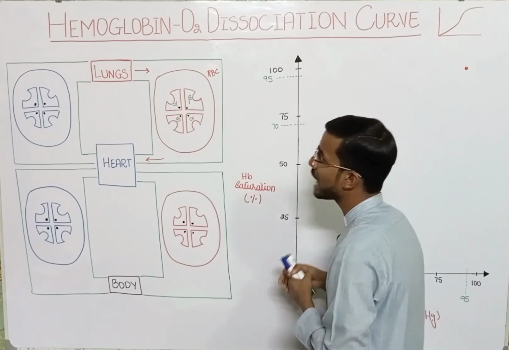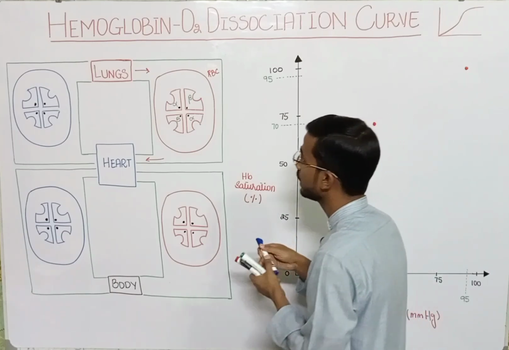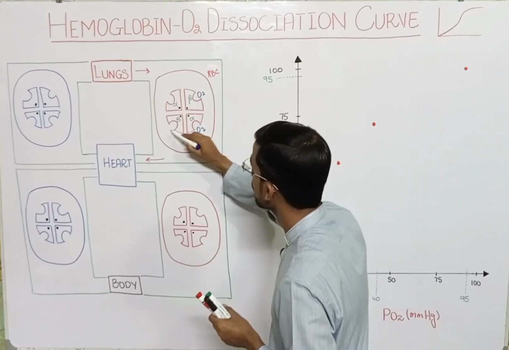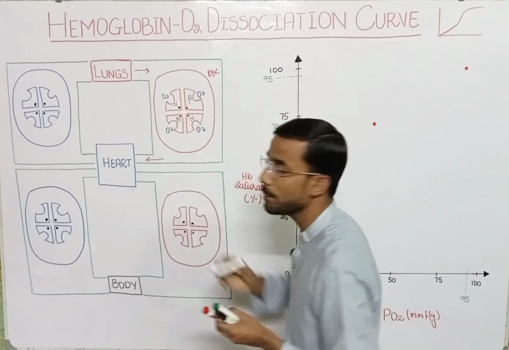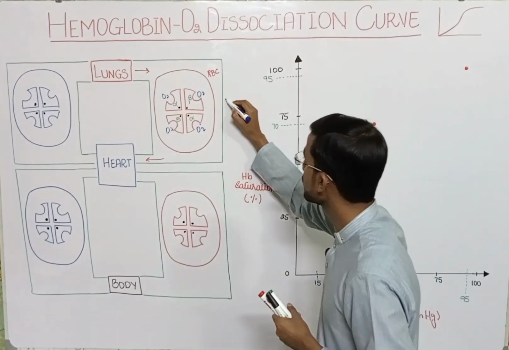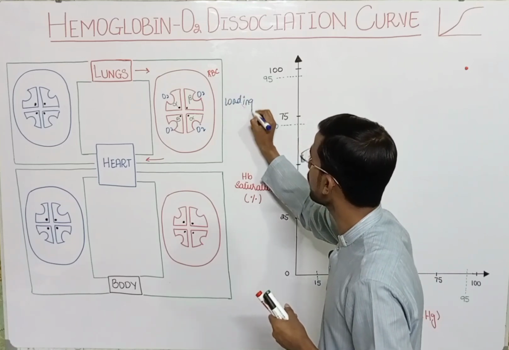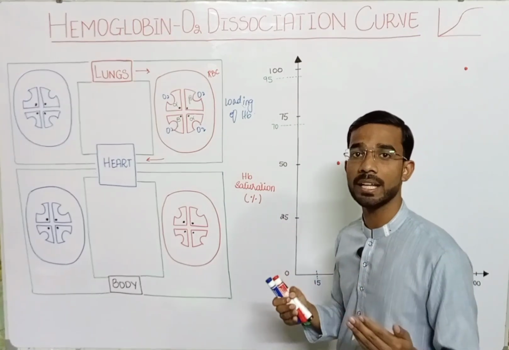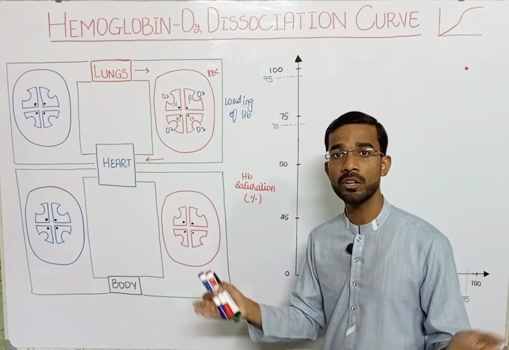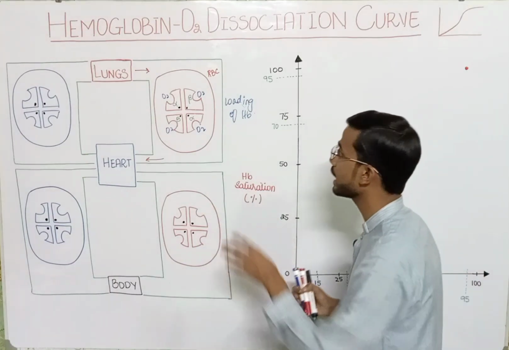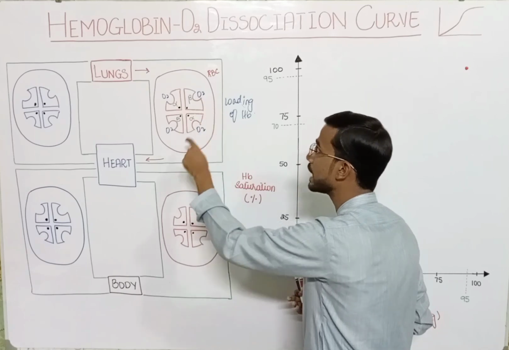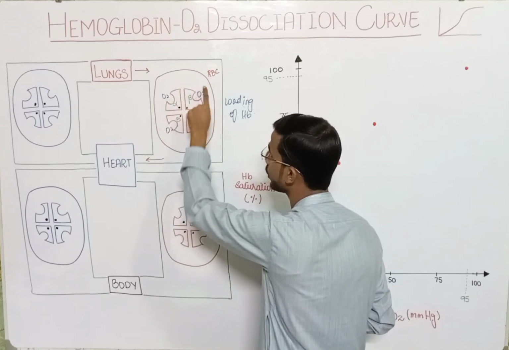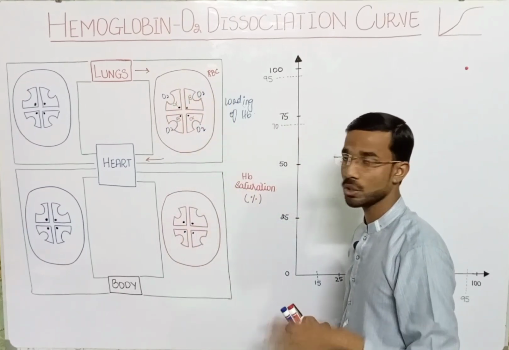Now in the lungs the hemoglobin gets oxygenated. It means in the lungs the hemoglobin becomes loaded. This is the loading of hemoglobin. It is just like a truck in which we load some materials, just like we load oxygen in the hemoglobin. So we load 4 oxygen molecules in the hemoglobin.